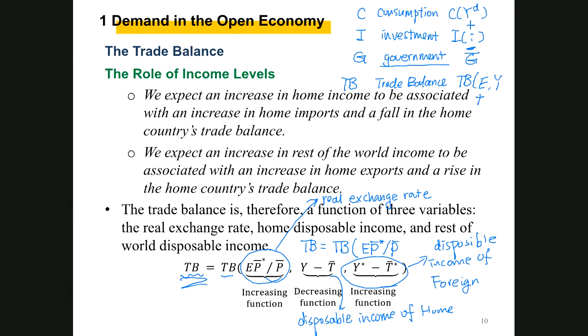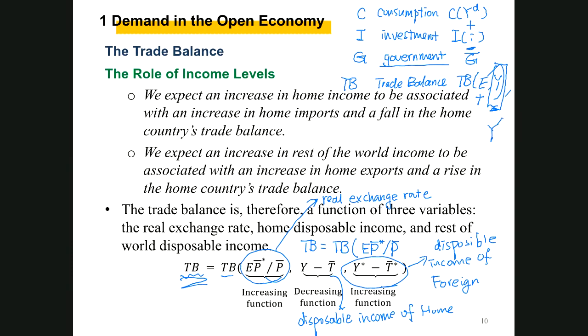Domestic income is a decreasing function in the trade balance, because when domestic income is higher, the people in the home country can buy more foreign goods. Buying more foreign goods implies the import will be higher. Given the other things remain the same, export minus a higher import means the trade balance will decrease. So the home country's income will be a negative term in the trade balance.